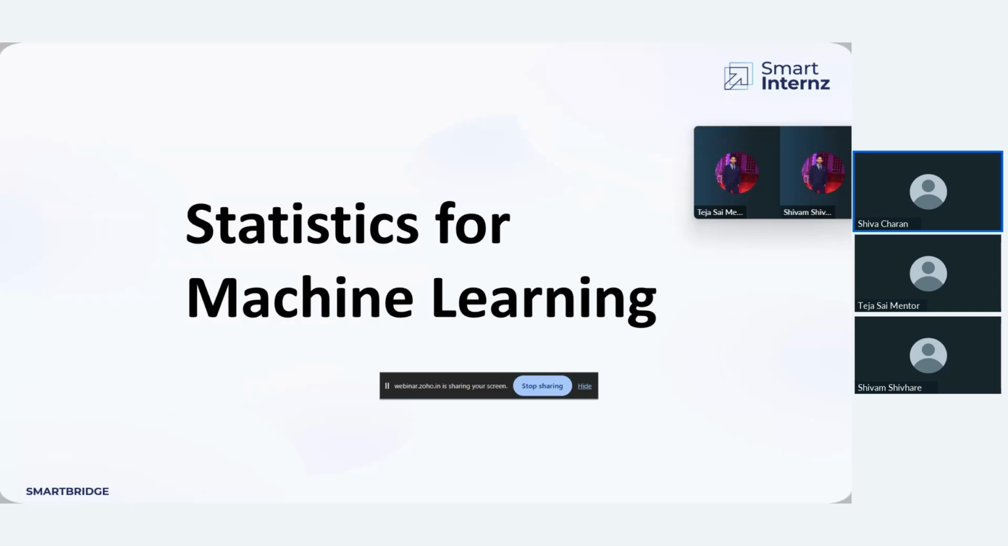We'll be mainly discussing about the Bayes theorem and also the central limit theorem, followed by the types of data which we are having. What are the different types of data? Yeah, guys. What are the different types of data?